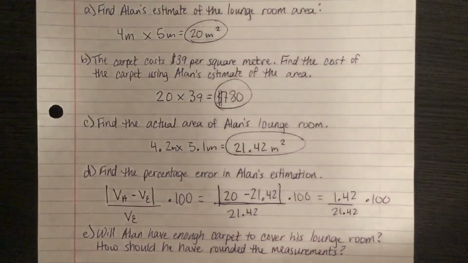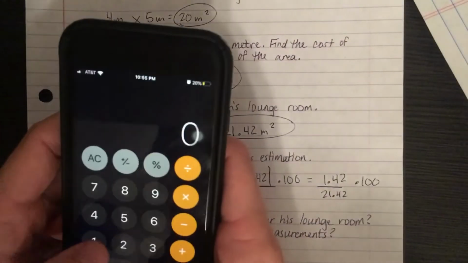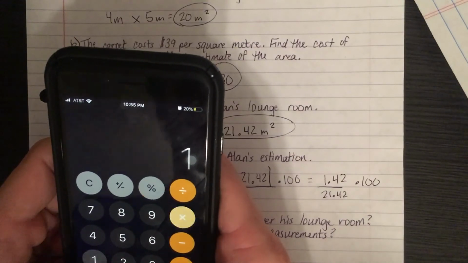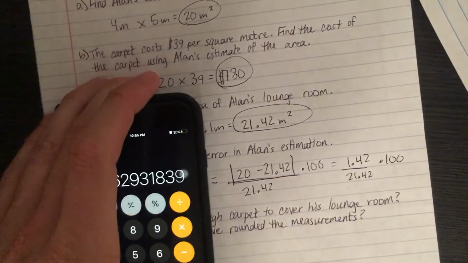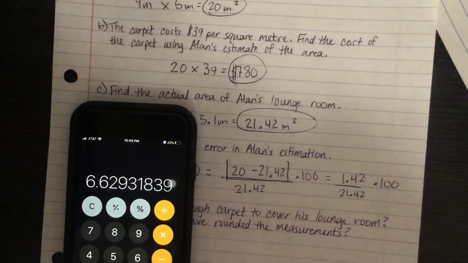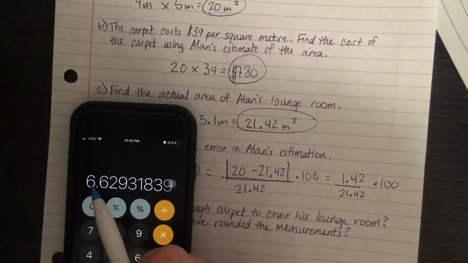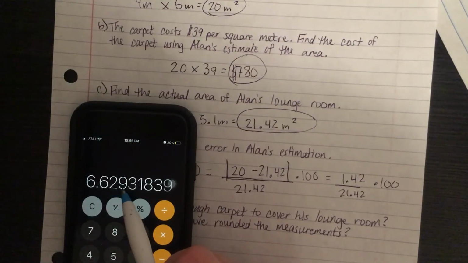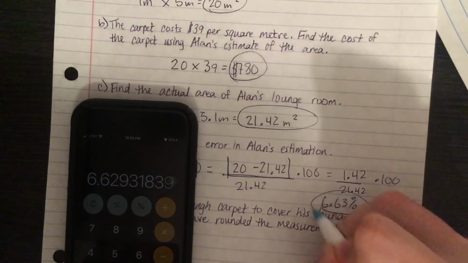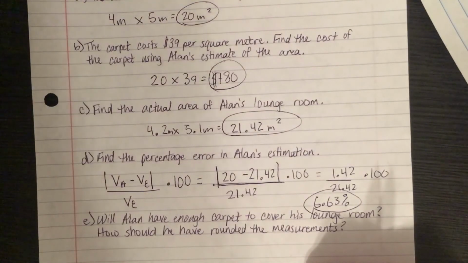I'm not going to pretend like I know what that is off the top of my head. So let's see here. 1.42 divided by 21.42 times 100 to get it as a percentage. So he had an error. Now, in IB we have to round to 3 sig figs. First sig fig is 6, so we're going to go 6.2, and then the 9 is going to round that up. So we're going to call this 6.63%. We're going to apply what we know now. For future reference, if you're rounding, we need to round to 3 sig figs.